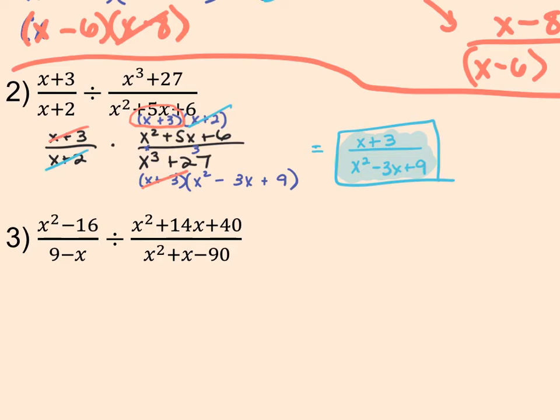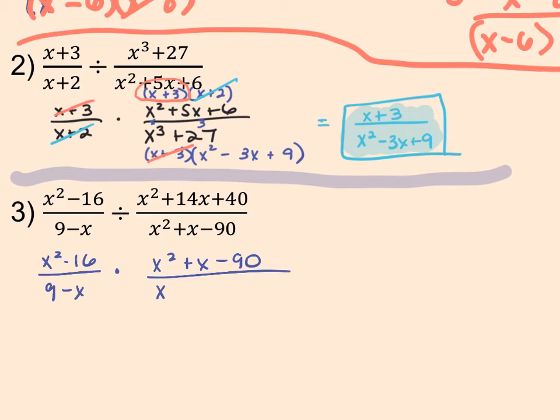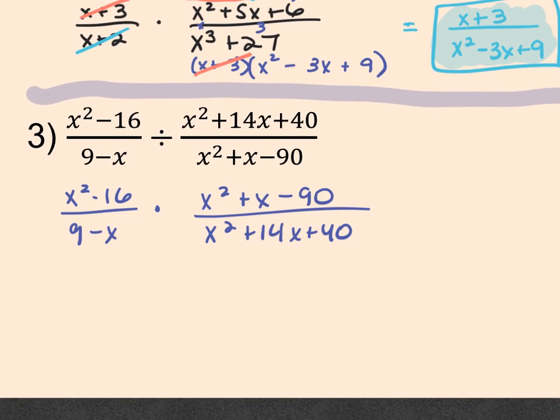All right, now 3 again, division. So we're going to do the keep, change, flip here. Keep the first one, change the sign to multiplication, flip the second one. Now factor it. This becomes x plus 4 and x minus 4. Top right, x plus 10, x minus 9. Bottom right, x plus 10, x plus 4.